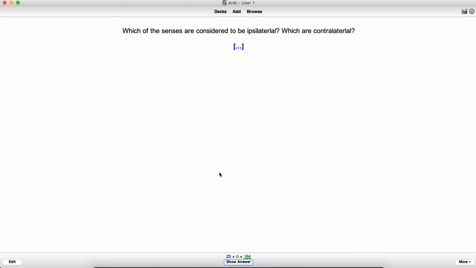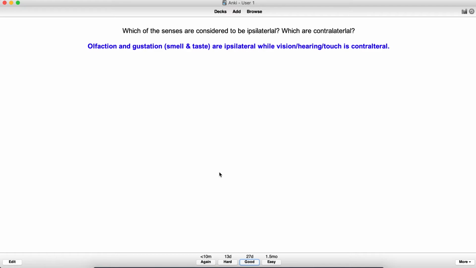Which of the senses are considered to be ipsilateral? So ipsilateral senses are gustation and olfaction. Contralateral are vision, hearing, and touch.